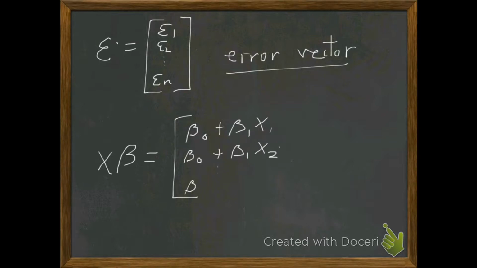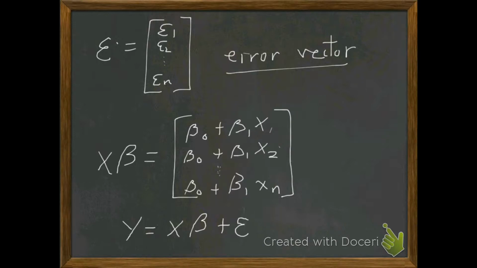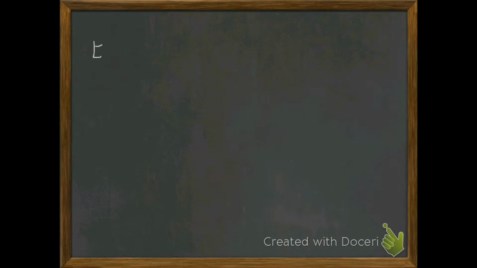And finally, we'll get our last term, beta 0 plus beta 1 xn. And put the dots in there because we've got more terms, clearly. So ultimately what we get there again is y equals x beta plus the errors. Now something to remember is our expected value of the error terms is going to be equal to 0.